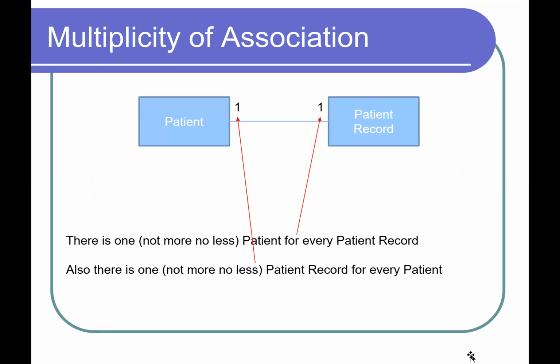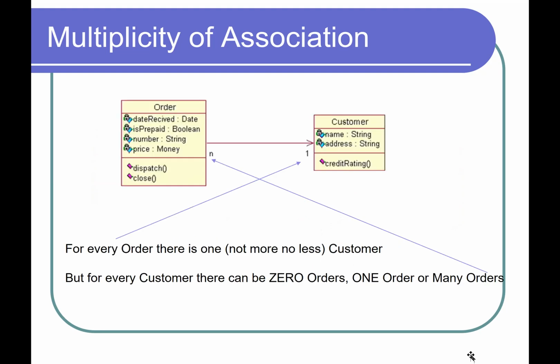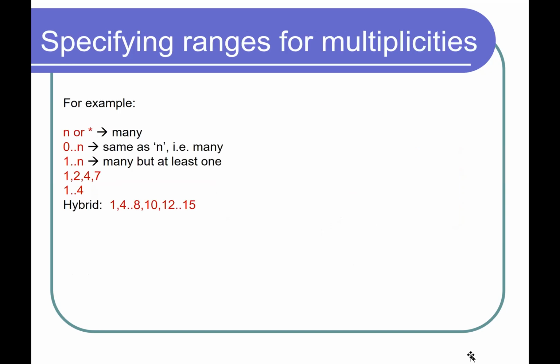All right. Here's the 1-to-1 situation, the patient and the patient record. The patient record obviously exists for 1 patient. The patient should have just the 1 record. Kind of like that Seinfeld episode. I'm reading it: for every order, there's 1, no more, no less customer. For every customer, there can be 0 orders, 1 order, or many orders.